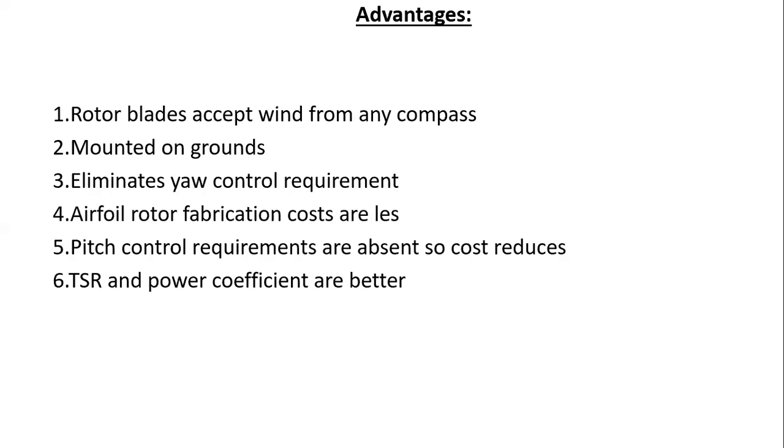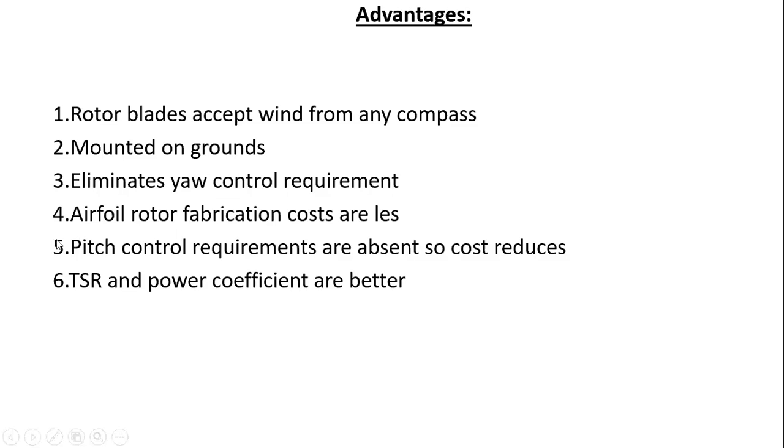The first one is the major advantage of this design: these rotor blades can accept the wind from any direction, from any compass direction. Okay, so from any direction they can work. If the wind is northwest or southeast or east-west, whatever the direction of the wind, this apparatus will be working. So when compared to all the devices, this is the major advantage of this Darrieus rotor.